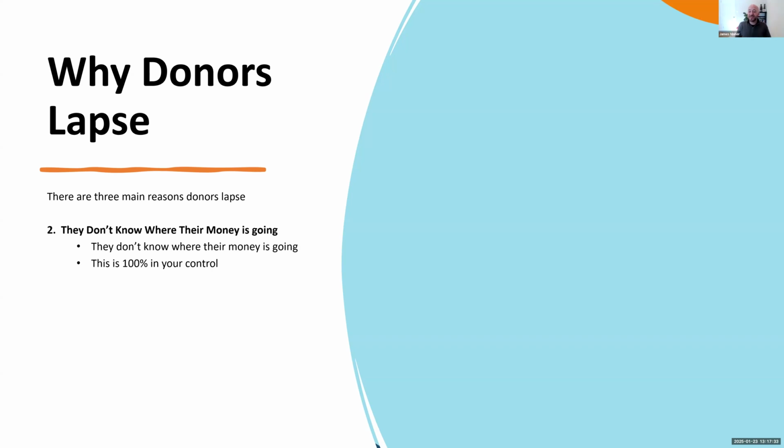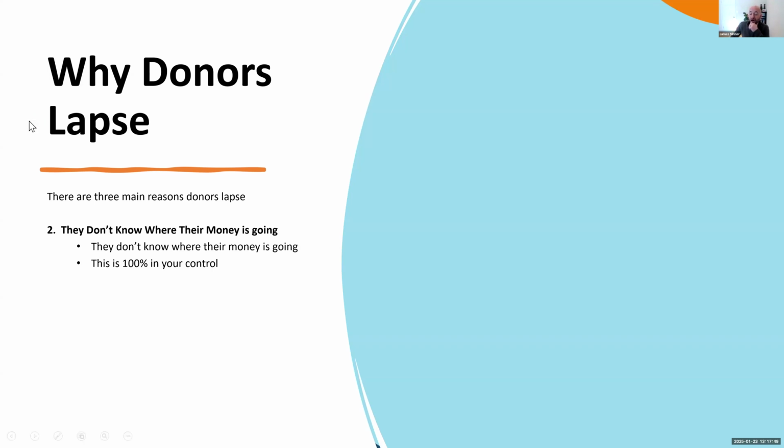And people say it takes a lifetime to build trust and a moment to lose it. And when nonprofits aren't communicating back, we're losing that trust. Okay, so reason number one, life event. Reason number two, they don't know where their money is going.